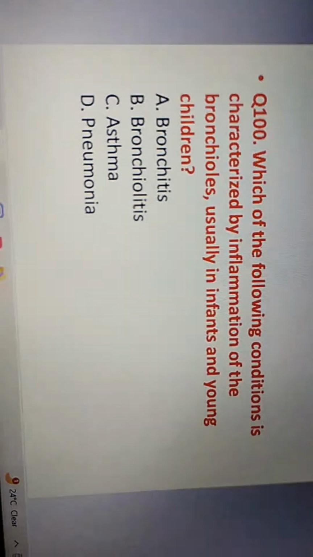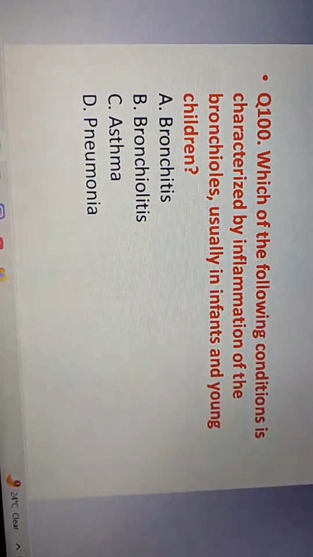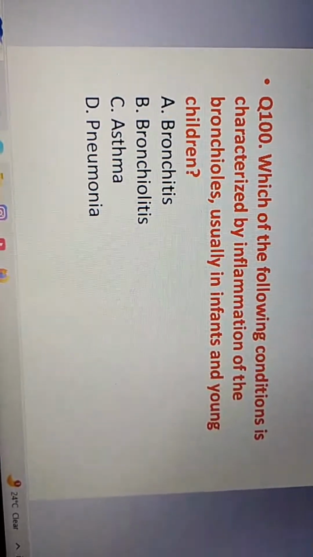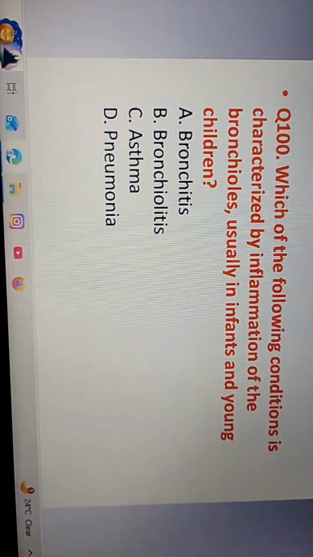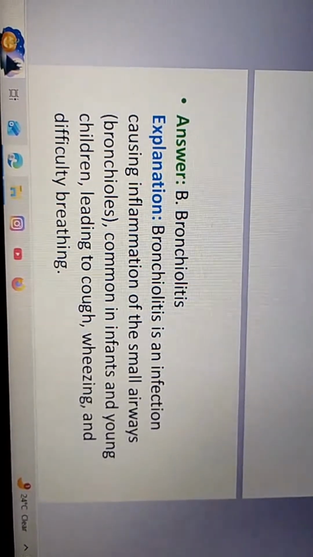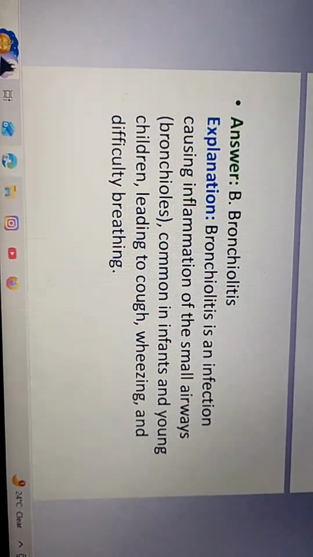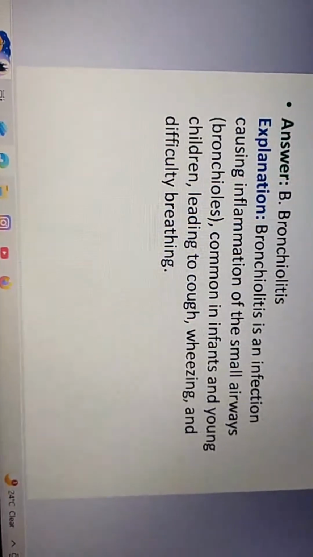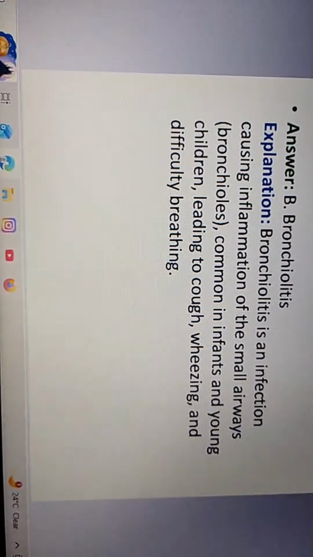The last question, which of the following conditions is characterized by inflammation of the bronchioles, usually in infants and young children? Option A bronchitis, option B bronchiolitis, option C asthma, option D pneumonia. The correct answer is option B bronchiolitis. Bronchiolitis is an infection causing inflammation of small airways, bronchioles, common in infants and young children, leading to cough, wheezing and difficulty in breathing.